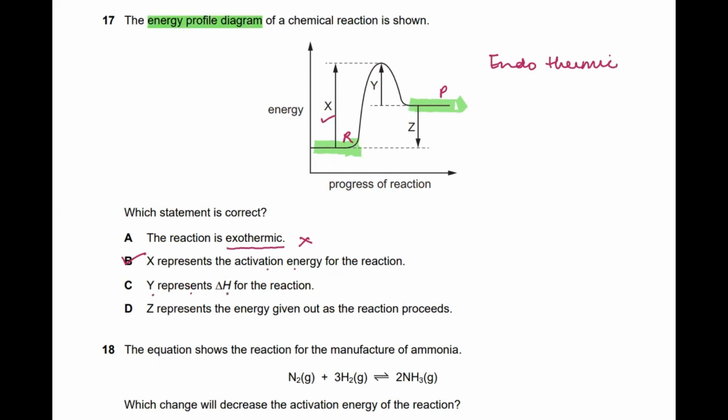Y represents delta H for the reaction. Y is not delta H for this reaction, but if we have a reverse process, then Y will not be the delta H, but the activation energy. So C is again incorrect. Z represents the energy given out. For endothermic reactions, we always take in energy, we don't give out energy. So that is why option D is also incorrect.